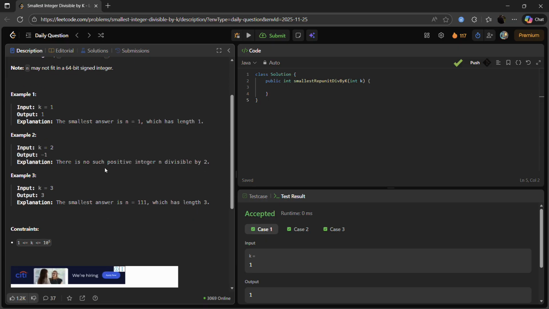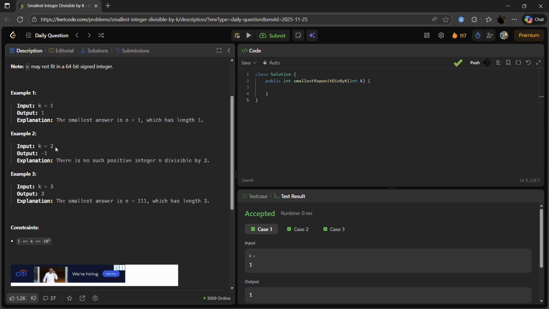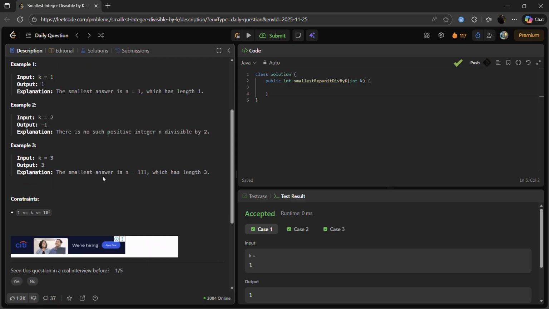So if you go for example 2, same way the number 2 has been given. We are not able to generate any number that contains only 1 that can be divisible by 2. So we have returned minus 1. And for 3, what we have taken is n equal to 111. So it is divisible by 3 and the length of this number is 3. So that is what we have printed.